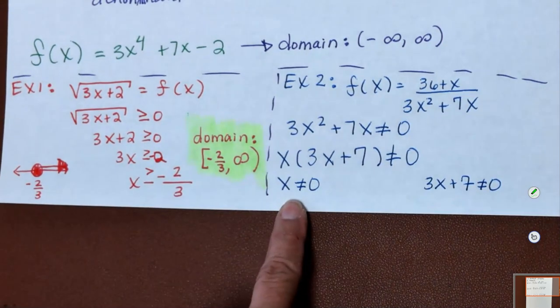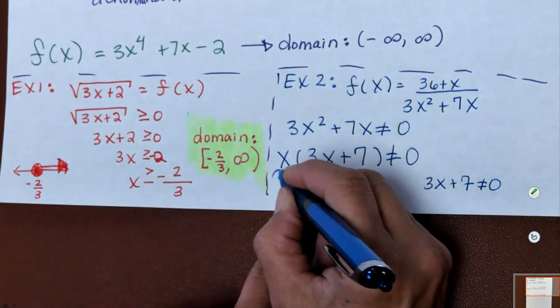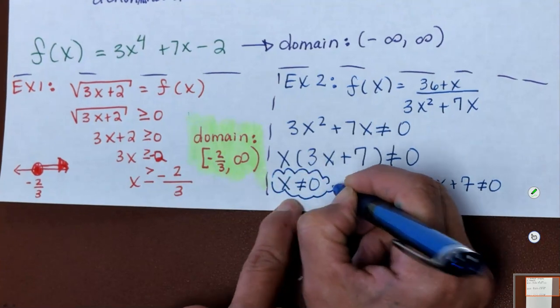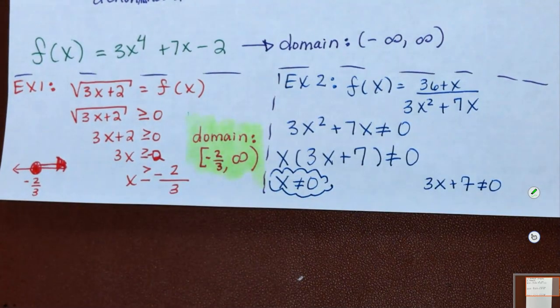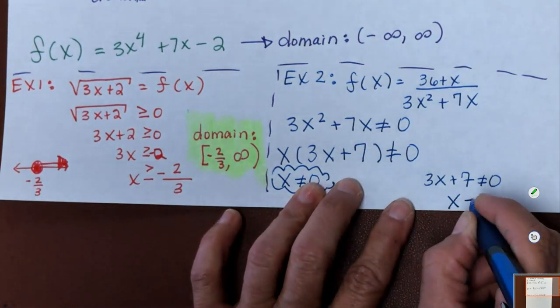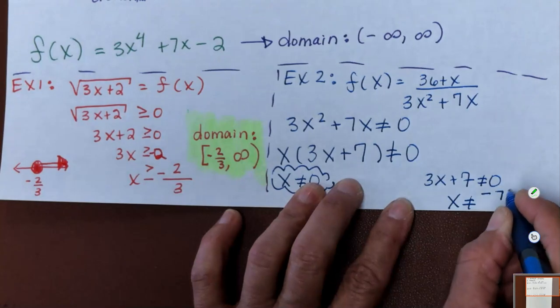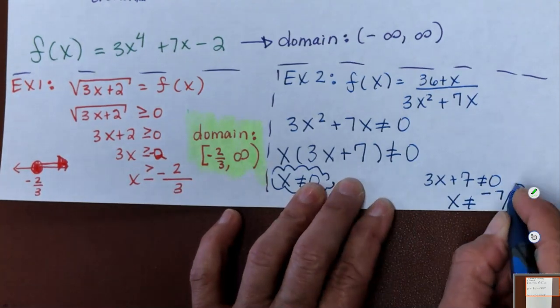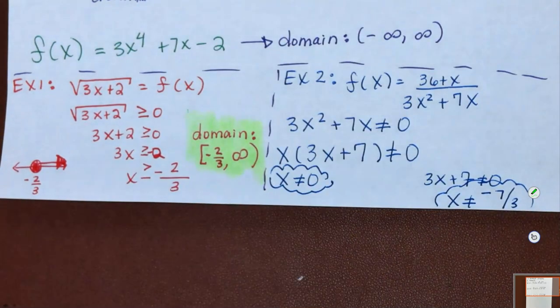Oh, there's an answer. I know x cannot be 0. But that's not the only thing that x cannot be. If x turned out to be negative 7/3, I just solved, y'all, that would give you 0 also. Notice I did not box in those answers. I put bubbles around them because they're right, but I'm not finished. That's critical data, but I'm not finished.